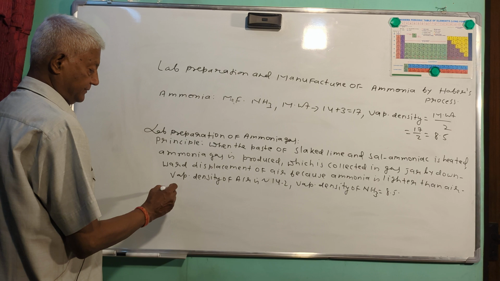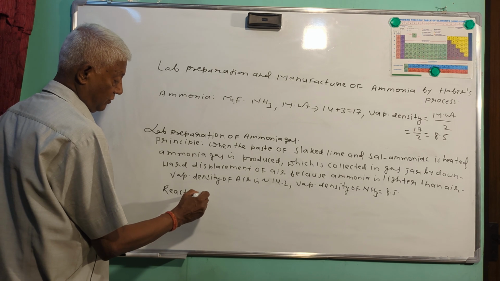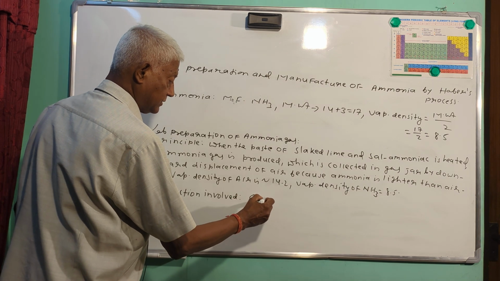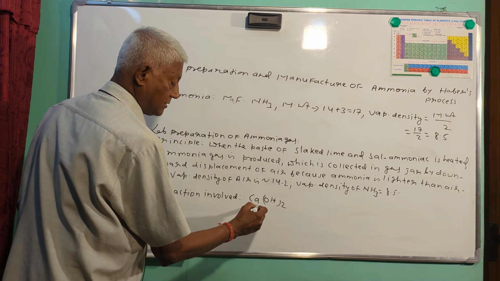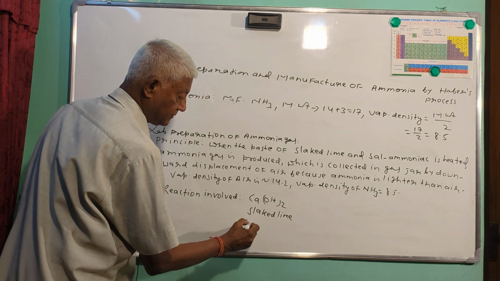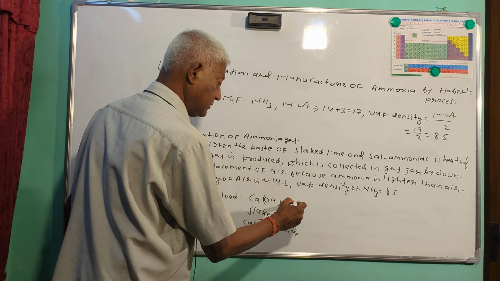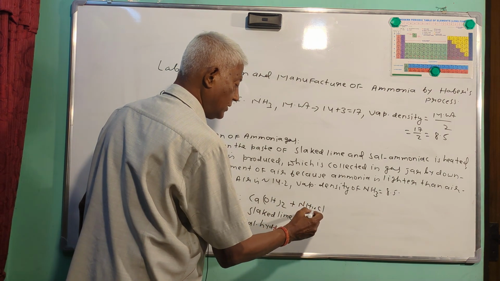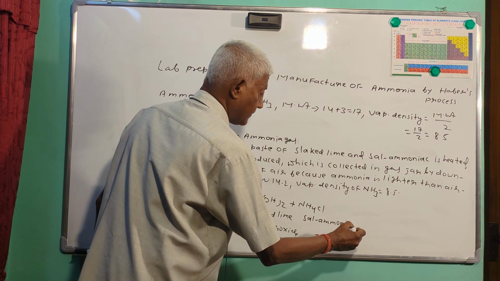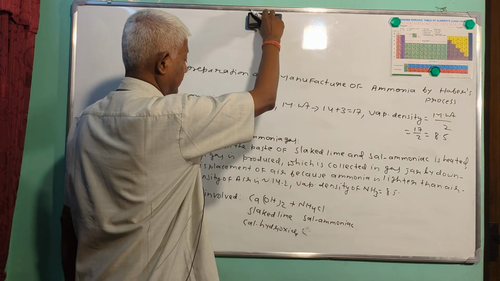So the reaction involved is like this. Slaked lime, Ca(OH)2, calcium hydroxide is known as slaked lime. That is the common name. Its chemical name is calcium hydroxide, when heated with ammonium chloride, that is sal ammoniac, whose chemical name is ammonium chloride.